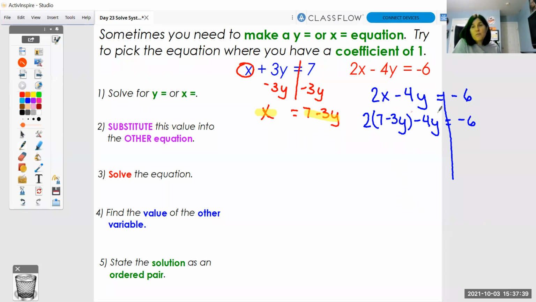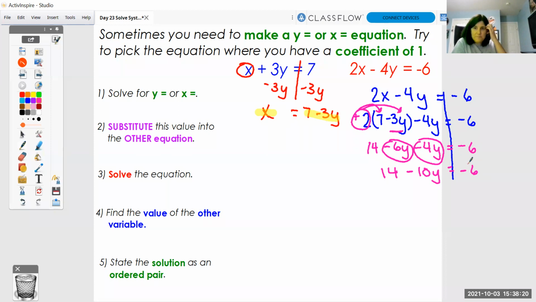We're going to start by simplifying this side. We do that by multiplying what's outside the parentheses by everything inside the parentheses. So 2 times 7 is 14. 2 times -3 is -6y. I don't multiply the 2 by this because it's outside the parentheses. So I'm just going to copy -4y equals -6. Now I still have like terms I need to group together. So I'm going to group together my y's. And I end up with 14 minus 10y equals -6.